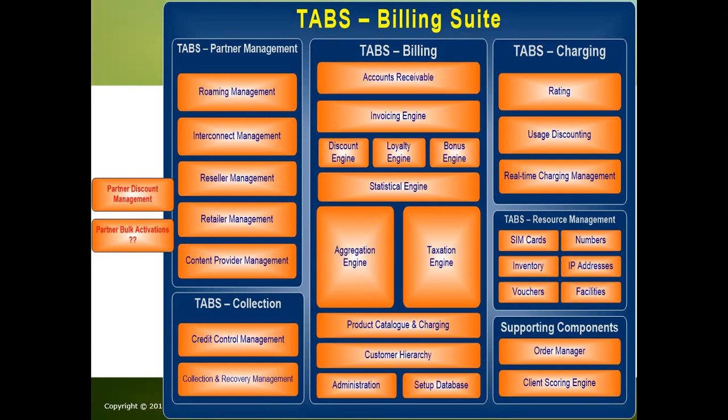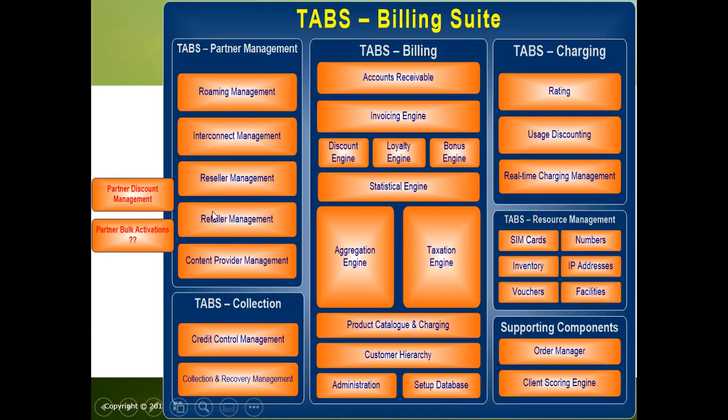Then you have the aggregation engine, and I guess from their names it is probably pretty clear what they mean. If there is taxation, there will be a taxation calculation for it, a product catalog and charging for the products that are available, customer hierarchies, administration, if you have it set up for the database for their billing and something like that. And the list goes on. The roaming, the partner management, the roaming management, the interconnect management, the reseller management, the retailer management, the content provider management, and then you have the credit control management.